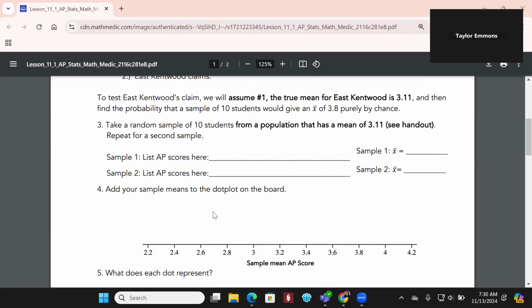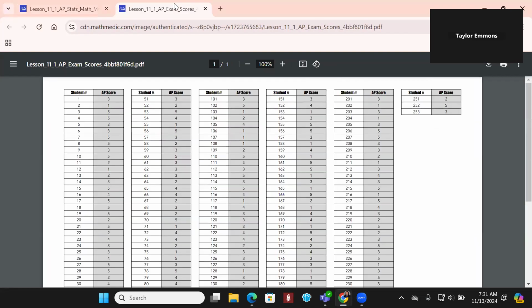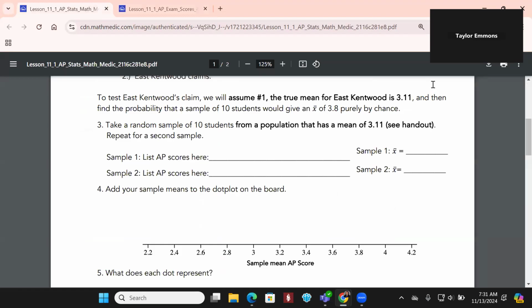All right. Now is the opportunity to take a sample. Okay. So you are going to take a random sample. So what you need to do is on your little document, it's got 1 to 253. You've got to use a random number generator 10 times without repeat numbers. The alternative is greater than 3.11. Okay. So go ahead and take a moment. Take 2 samples.